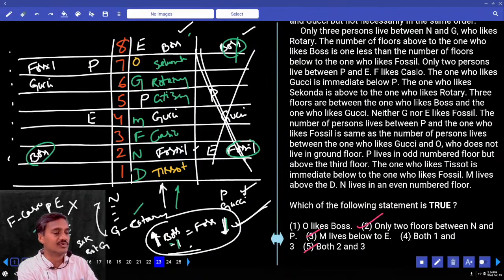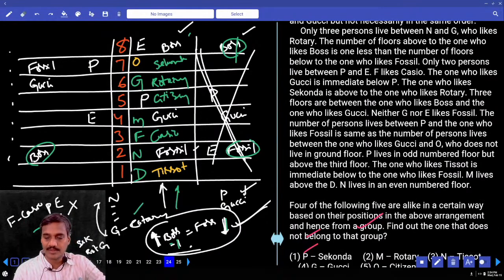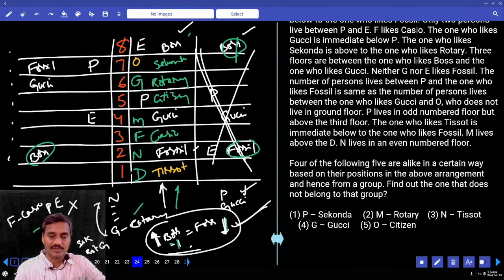The next one, 24. Out of the following, P and Secunda: there must be exactly 1 person, that is true. Next, M and Rotary: there is exactly 1. N and T-shirt: they are adjacent to each other. So what is your answer? Choice 3, question number 24.